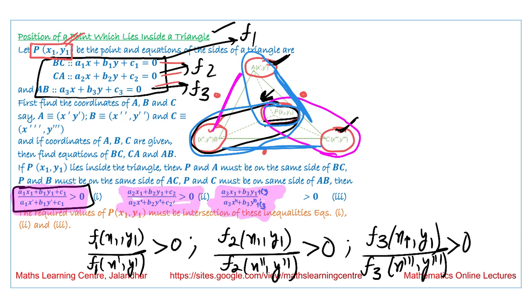So what we obtain is that corresponding to this line, both these points are on the same side. Then corresponding to this line, these 2 points are on the same side. And corresponding to this third side, A and P are on the same side. So if we have to find all the points P(x1, y1) in the interior of this triangle, then the intersection of these inequalities will give us all the points which lie inside this triangle.